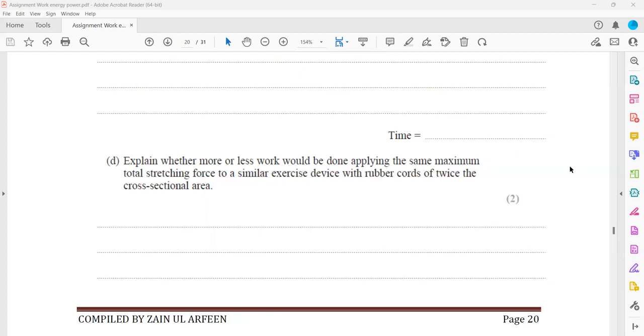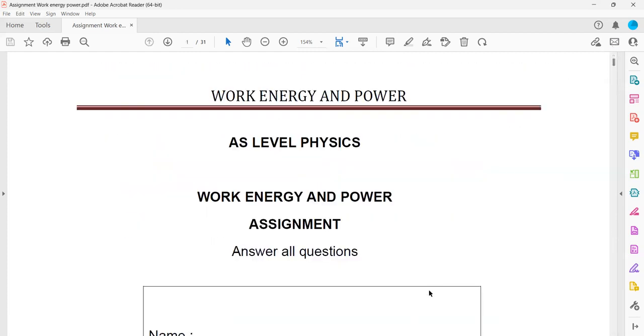So these are the questions from the exercise on work, energy, and power.